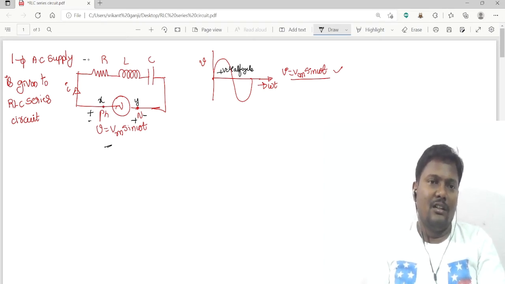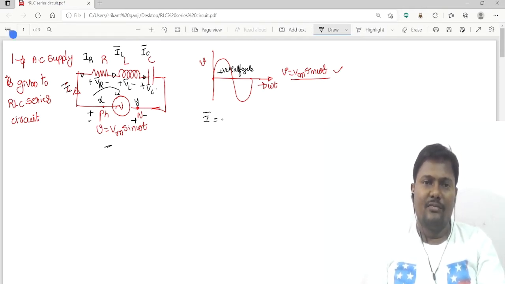The current that flows through R is called IR bar. During the positive half cycle, I am representing the directions. The current that flows through L is IL bar, and the current that flows through C is IC bar. These will produce drops, that is VR bar, VL bar, and VC bar. So in a series circuit, the current is the same: I bar is equal to IR bar is equal to IL bar is equal to IC bar.